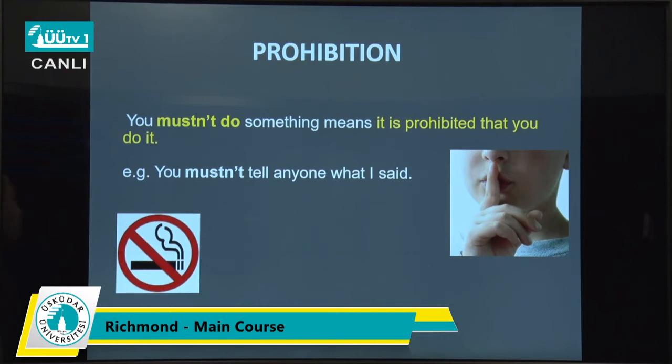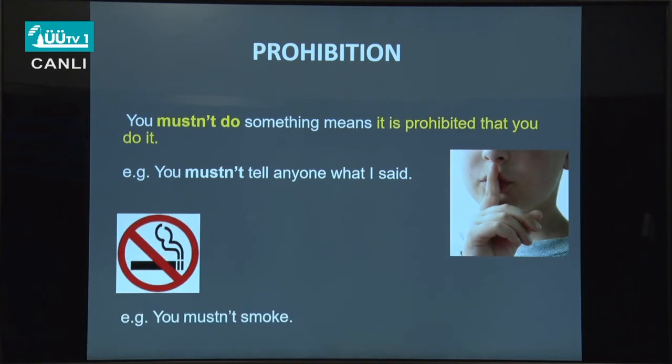Now, we talked about obligation. Now, let's talk about prohibition. We use mustn't to express prohibition. For example, you mustn't tell anyone what I said. It means it is prohibited that you do it. You mustn't smoke. For example, you mustn't smoke in the classroom. It is prohibited.